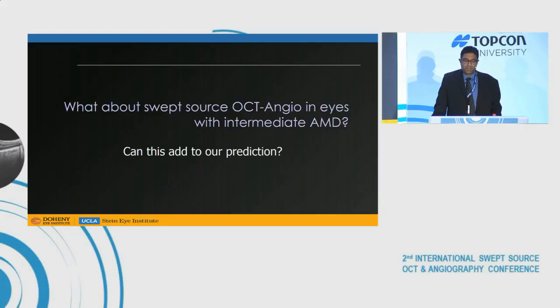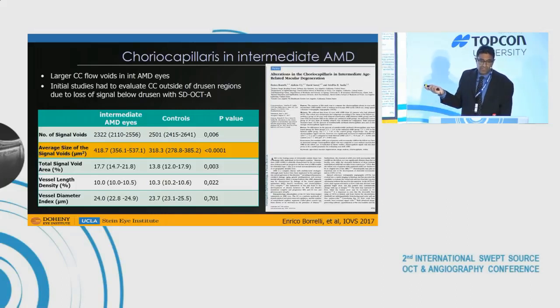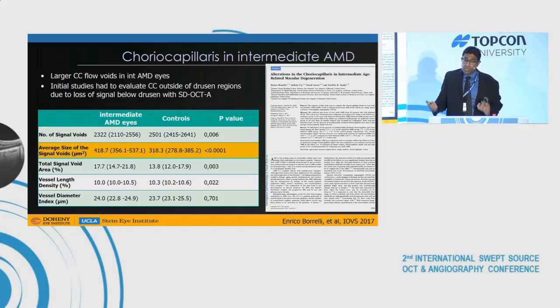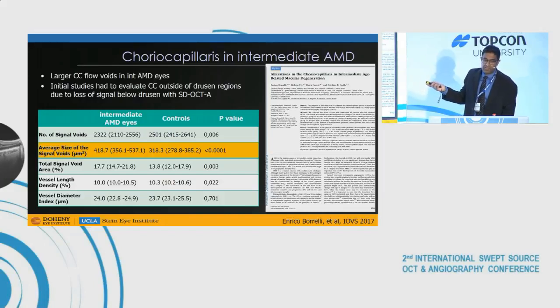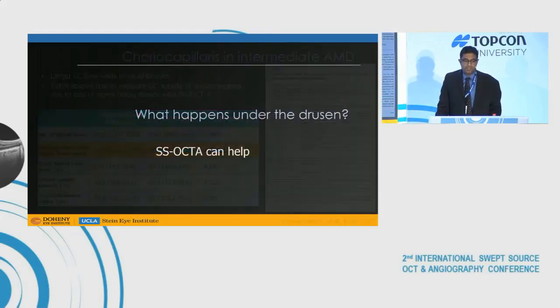Lastly, I'll just finish by talking about swept-source OCT angiography in intermediate AMD. Can that add to our prediction? Enrico Borrelli, my fellow from Milano, had shown that choriocapillaris flow voids in intermediate AMD eyes were larger. The limitation of this paper, published in IOVS, is that because of the loss of signal with spectral-domain OCT, we had to look at the choriocapillaris around the drusen, not directly below the drusen. We still saw this increase in the flow void.